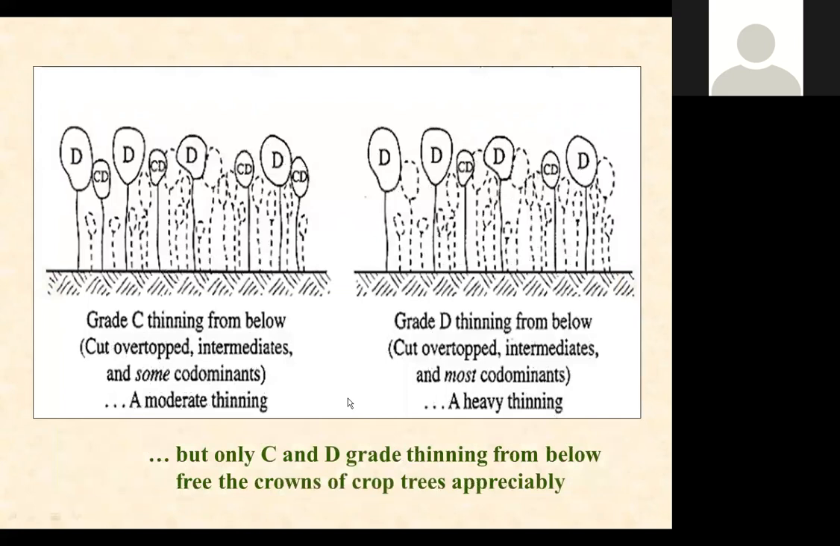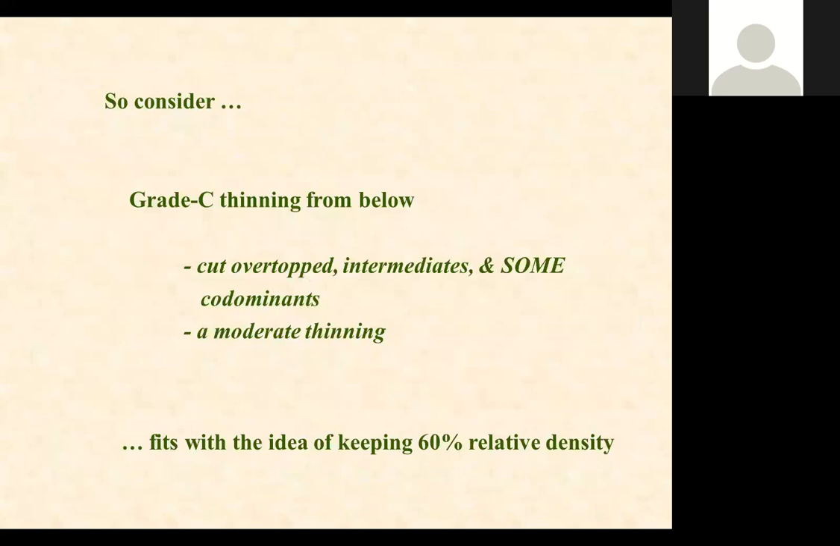But if we want to intrude into the main canopy, if we want to release the crowns of the uppermost canopy trees, the largest trees, then we have to consider at least a C or D grade thinning from below. And of the two, a D grade thinning is very heavy. Probably it would drop the stand below 60% relative density. So if you're guiding on this relative density approach for controlling thinning, you probably would use a C grade thinning from below. The C grade thinning from below would cut all the overtopped, all the intermediates, and some of the codominants. And if you make it moderate, it's going to stay within 60% relative density. At least I've been able to calculate doing these kinds of thinnings and ending up with 60% relative density.